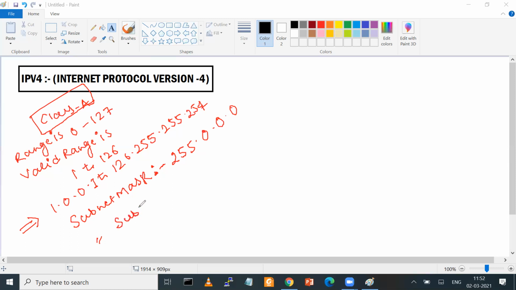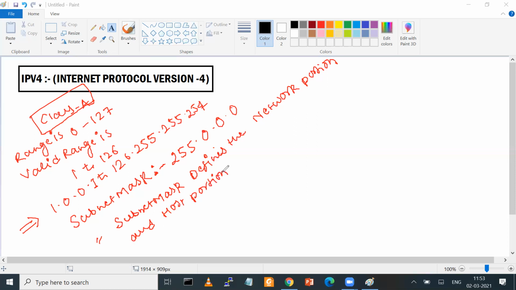So guys, the very first question, what is subnet mask? So the answer is: subnet mask defines the network portion and host portion of an IP address. सबनेट मास्क क्या डिफाइन करता है? नेटवर्क पोर्शन और होस्ट पोर्शन किसी भी आईपी एड्रेस का.